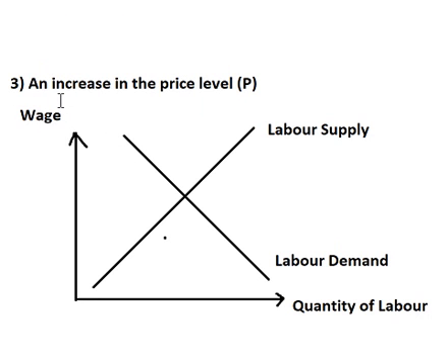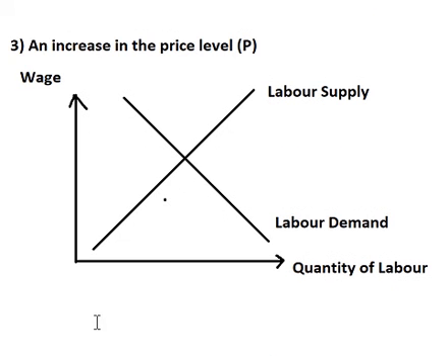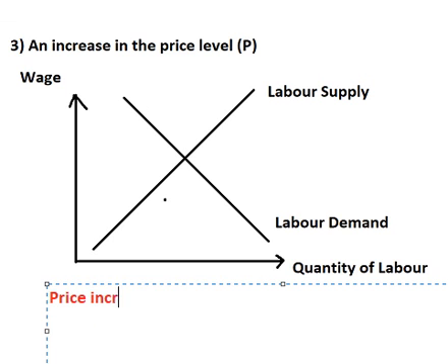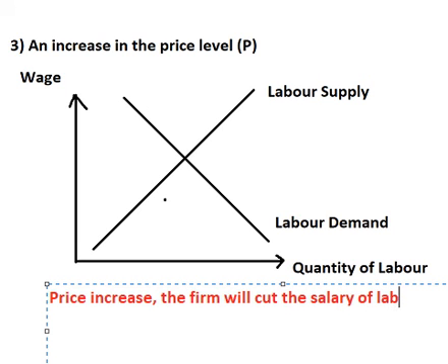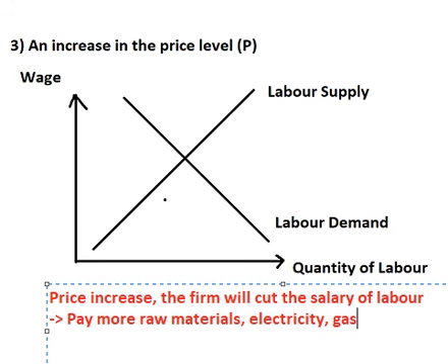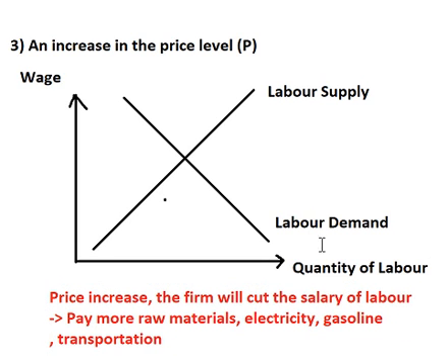Number 3, an increase in the price level. In this situation, when the price increases, the firm will cut the salary of labor. Why? Because they need to pay more for raw materials, electricity, gasoline, and transportation. So the demand for labor will reduce.